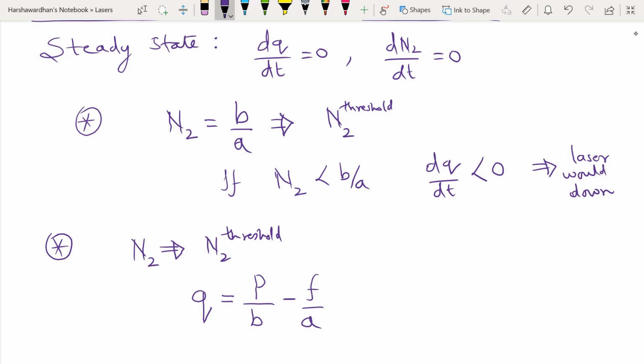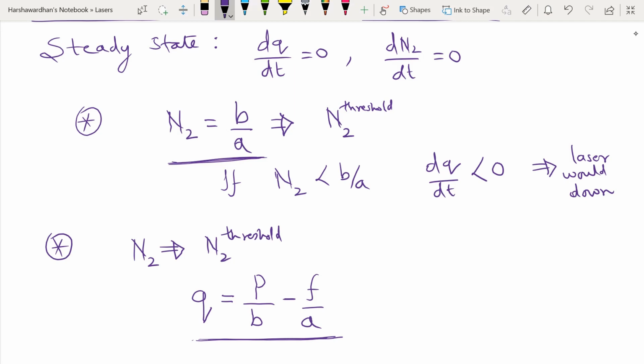So in order that I get steady state output, I have now got a constraint on something called the steady number of photons that are coming out, or lasing photons that are generated, which is my Q. And similarly, I have got a steady number of atoms which I need to maintain in the excited state for me to get a steady state output. So what do we learn out of this?